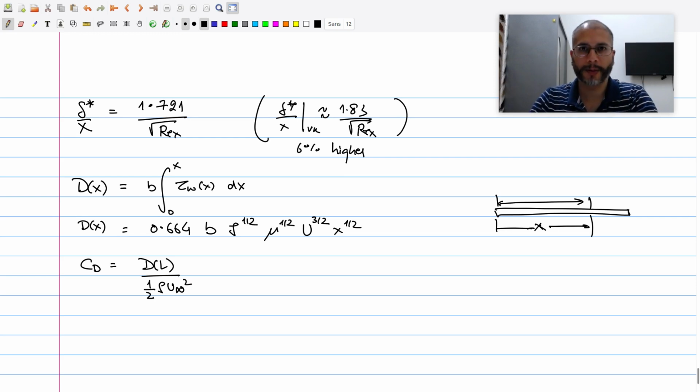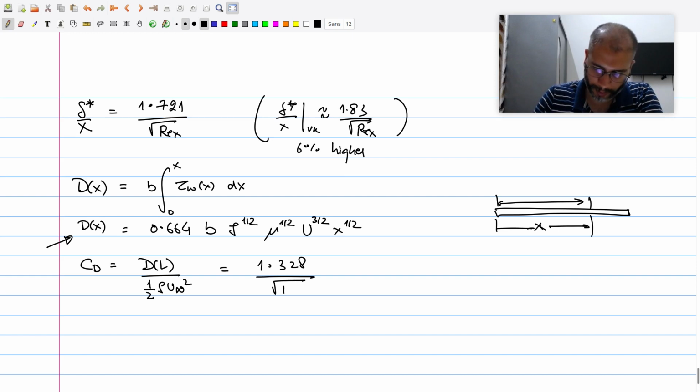We'll talk more about this drag coefficient in a later section of this discussion, actually tomorrow. If I calculate D_L from here and divide by half rho u infinity squared, what I'll get is 1.328 upon square root Re_L. This Reynolds number is defined using the length L because it's the drag for the whole plate of length L. So this is the integrated wall shear stress information for the whole plate.